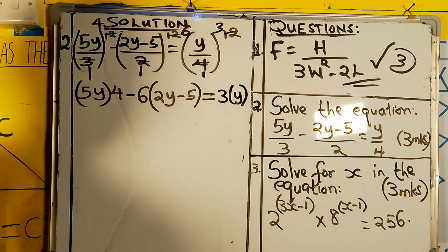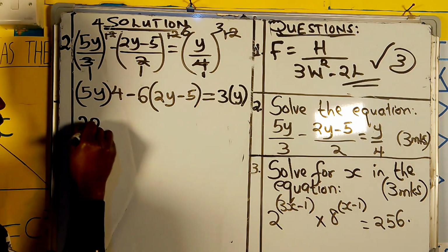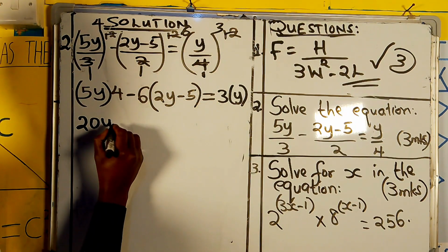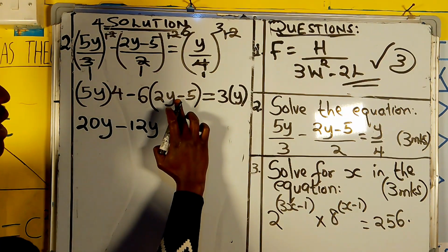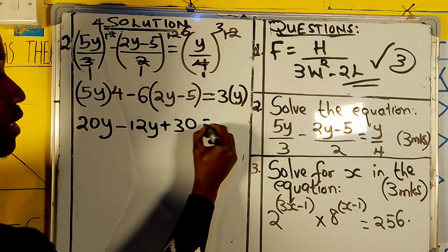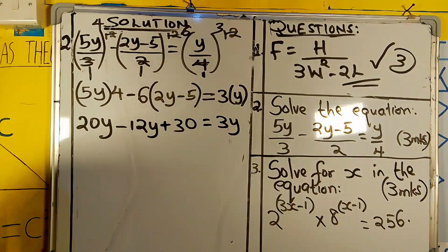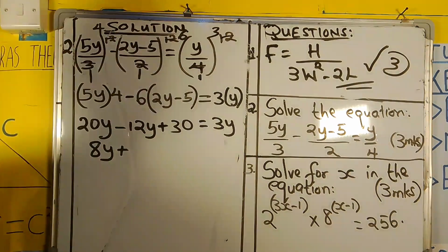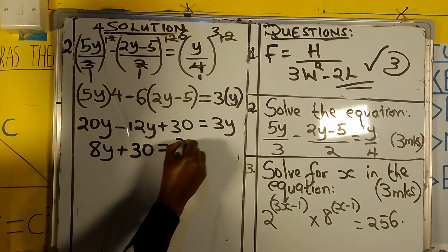So once we have that, we now take 4 times 5y, which is equivalent to 20y. Then negative 6 times 2y is equivalent to negative 12y. Then negative 6 times negative 5, negative times negative becomes positive 30, equal to 3 times y, which is 3y. So let us now put our like terms together. 20y minus 12y will give us 8y plus 30 is equal to 3y.